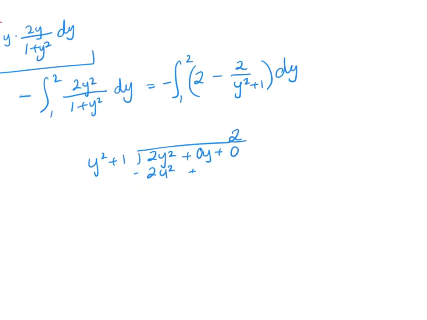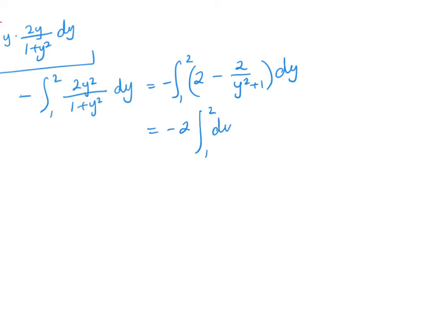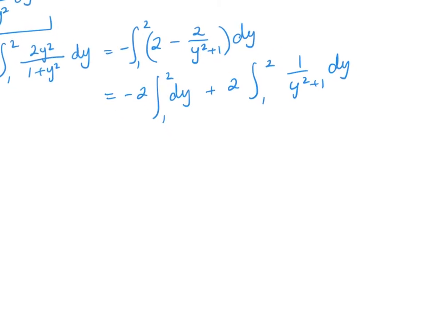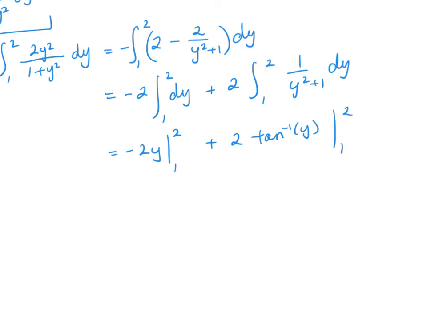So holy smokes, this takes almost everything we ever learned in calculus 2 in all of its glory. So it's actually kind of really nice, but also kind of not. And so this is negative 2 times the integral from 1 to 2 of dy plus 2 times the integral from 1 to 2 of 1 over y squared plus 1 dy. So this just becomes negative 2y evaluated from 1 to 2. This becomes 2 times the tangent inverse of y evaluated from 1 to 2.